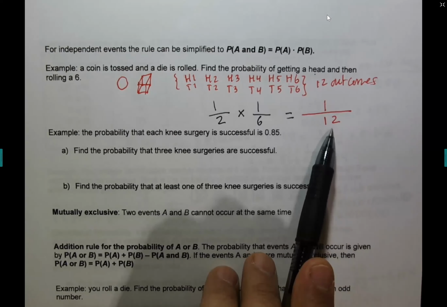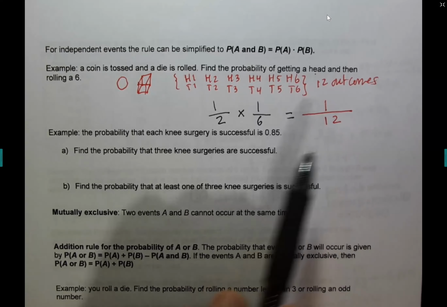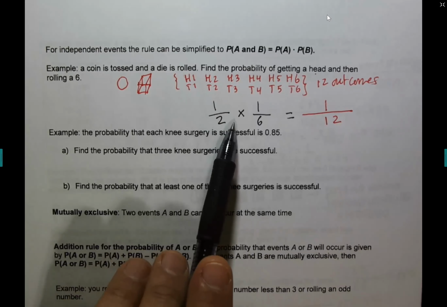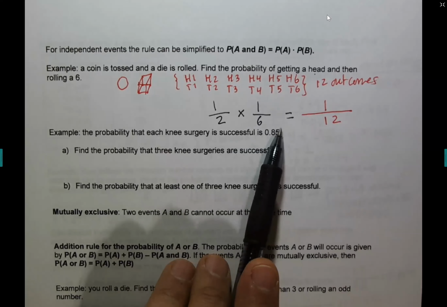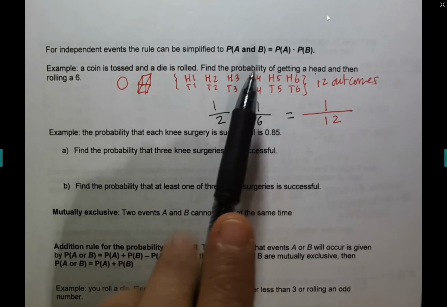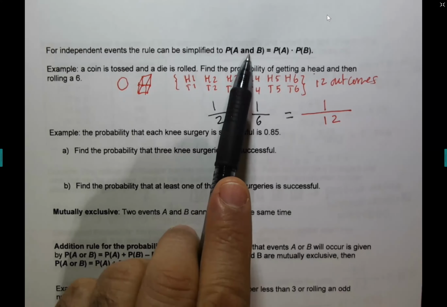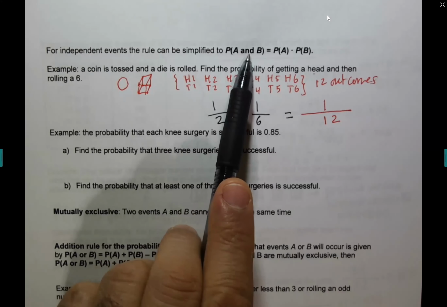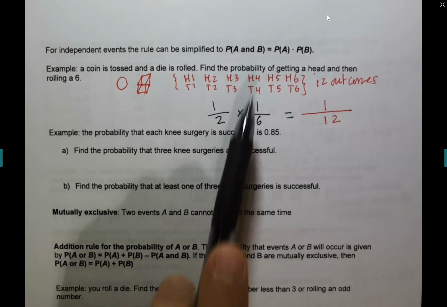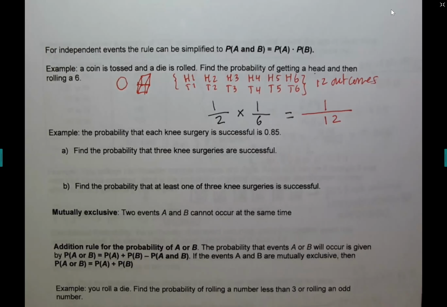It's already there. So if two events, guys, are independent, and I ask you what's the probability of the two events happening together, A and B, when I say the word and, guys, it means the two events are happening together at the same time, you just multiply the probabilities. It will be 1 over 2 times 1 over 6, which is 1 over 12.